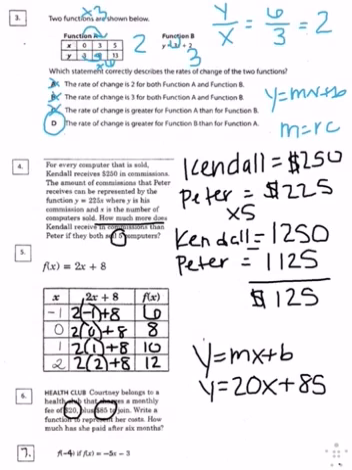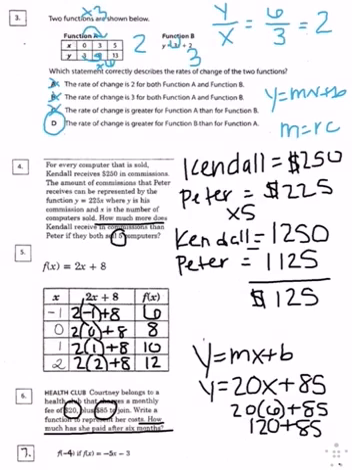I then have to answer the question, how much has she paid after 6 months? So I plug in my value for x, which is 6. 20 times 6 gives me 120. Plus 85 equals 205. It costs $205 for 6 months.